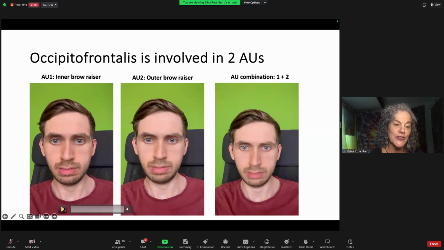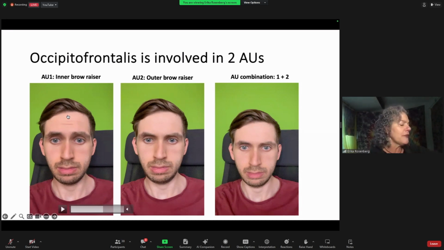Let's see if I can get it to do it again. They're lifted up, the brows are more oblique. The muscle here has contracted up toward the scalp, folding up the skin in its pathway, which is why we see these short horizontal wrinkles as a sign of AU1.